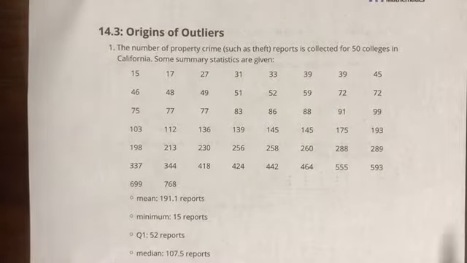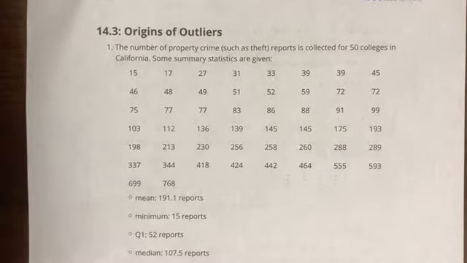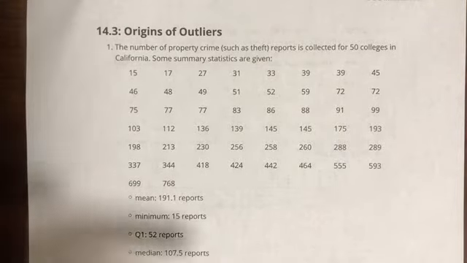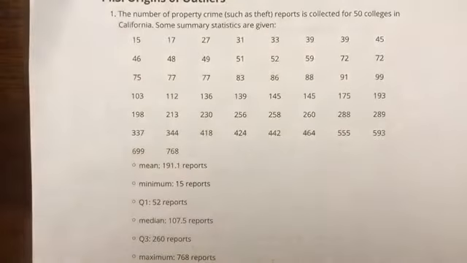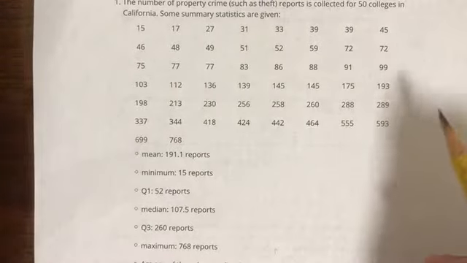14.3, the origins of outliers. The number of property crime, such as theft, reports is collected for 50 colleges in California. Some summary stats are given. And thankfully, we do not need to type all these in, although it would be considerably easier because there's no decimal places.